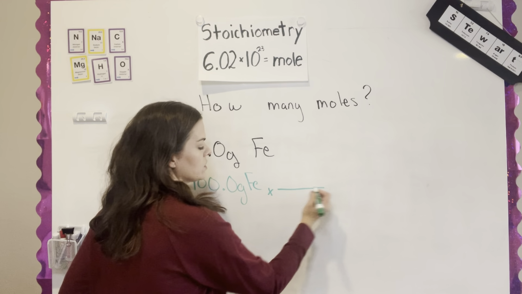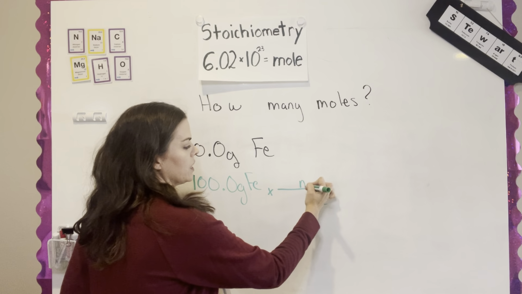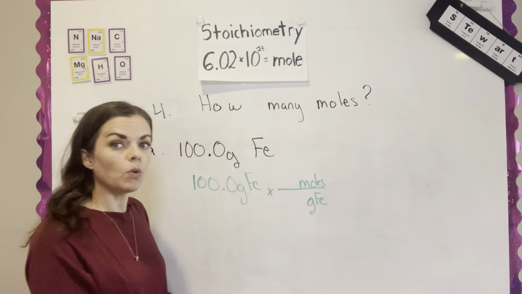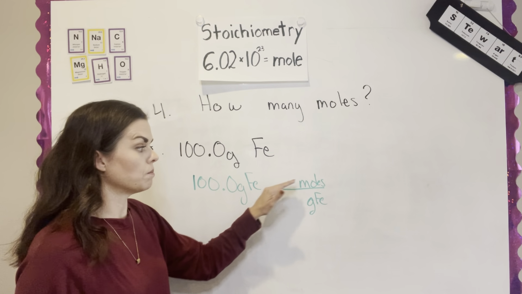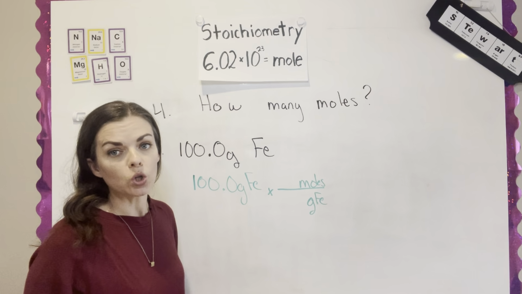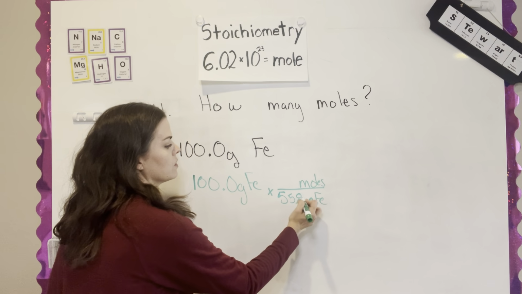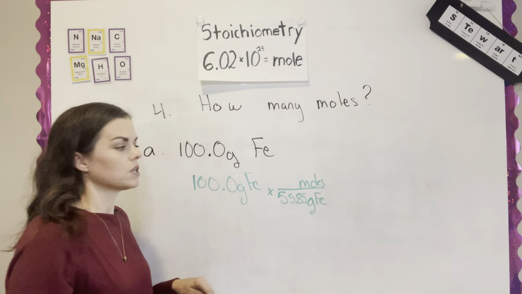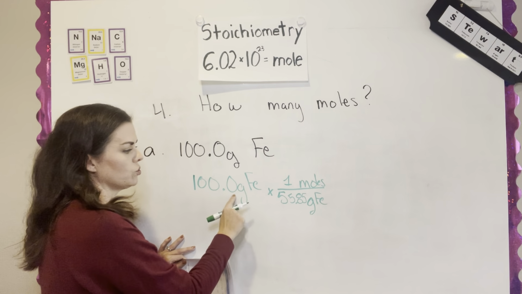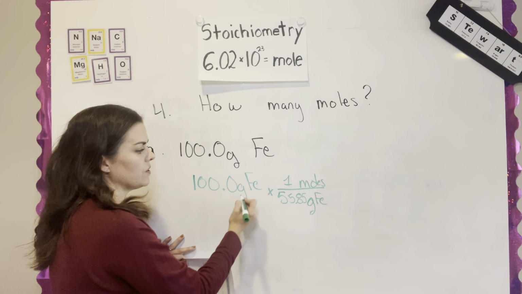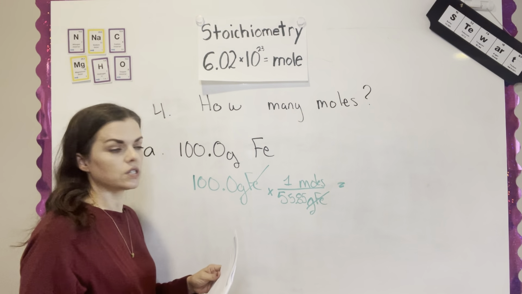And I'm wanting to cancel out grams of iron, so I'm going to put grams of iron on the bottom, and I'm going to moles, so I'm going to put moles on the top. Now the number that I use to convert between moles and grams is the molar mass, which is going to come from your periodic table. For iron, it is 55.85 grams. So when you put this in your calculator, you're going to say 100 divided by 55.85, and grams of iron will cancel out and you're left with your unit in moles.